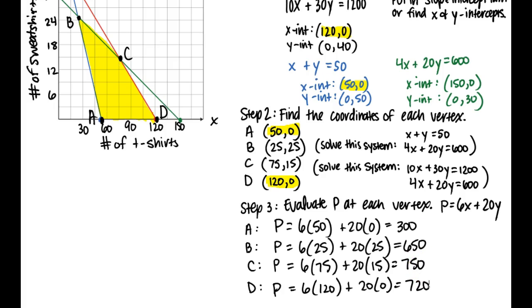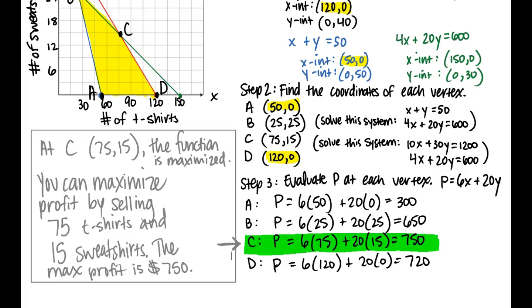So now let's discuss that. Like we were just talking about, at the coordinate C, (75, 15), the function is maximized. So that means we can maximize profit by selling 75 t-shirts and 15 sweatshirts, and I'm just getting that from the coordinate itself, x comma y. And the maximum profit at this coordinate is $750. So that completes our real life example.